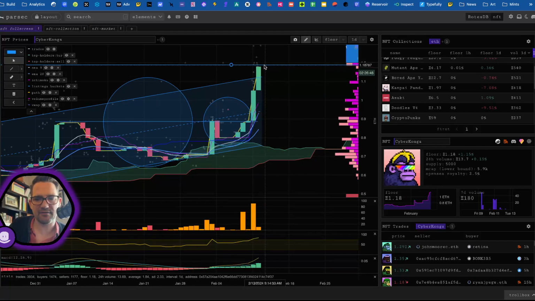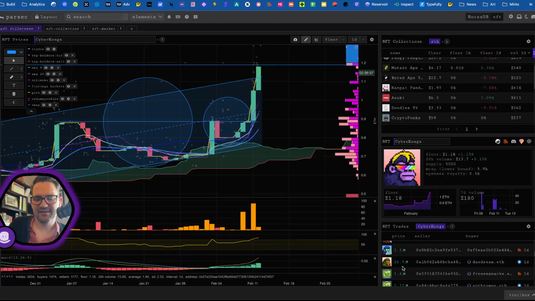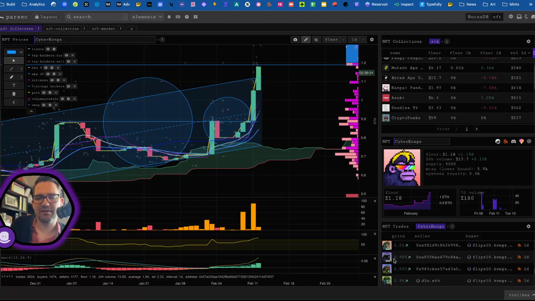Now they're at a bit of a resistance here at 1.2. CyberKongz trade really weird, and I'm not super familiar with the collection overall, where they have these grails that trade at like 12 and 25 ETH, and then they have their base trading at like 1.2, 1.1. They were as low as 0.9 before this breakout.